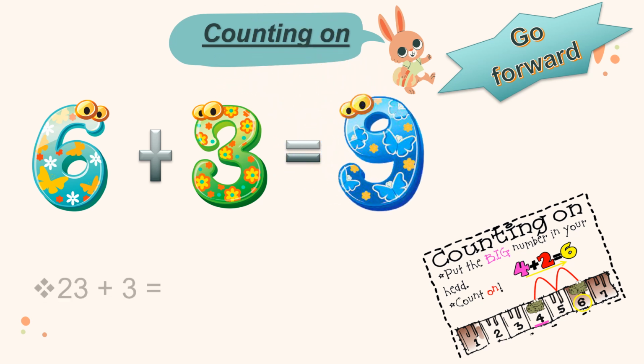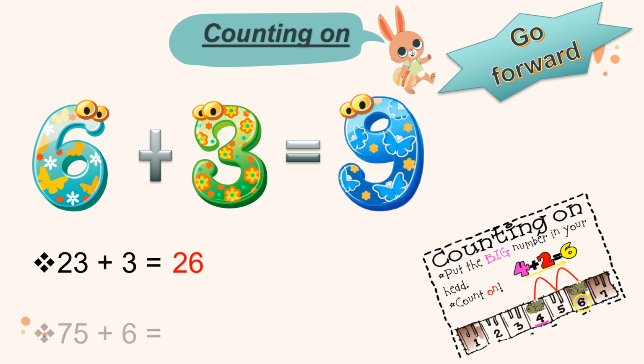Another example, 23 plus 3. Let's go forward 3 steps. After 23: 24, 25, 26. 23 plus 3 equals 26. Another one, 75 plus 6. Let's go forward 6 steps. After 75: 76, 77, 78, 79, 80 and 81.